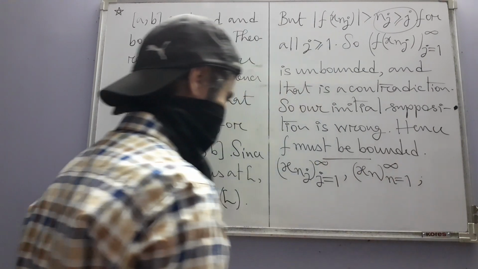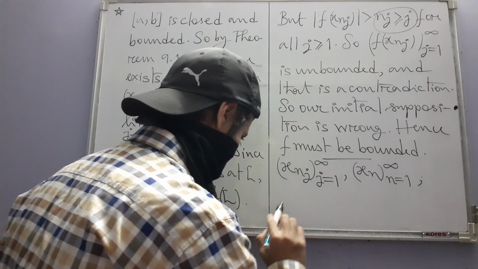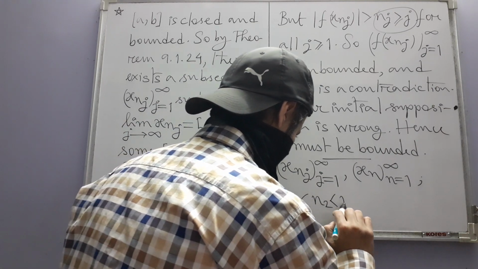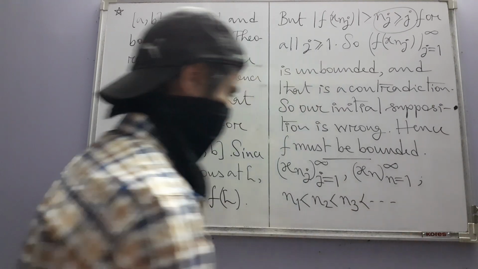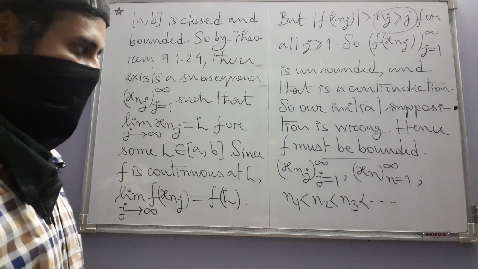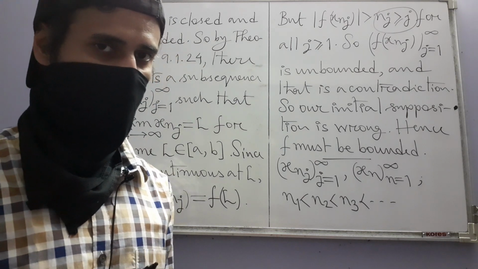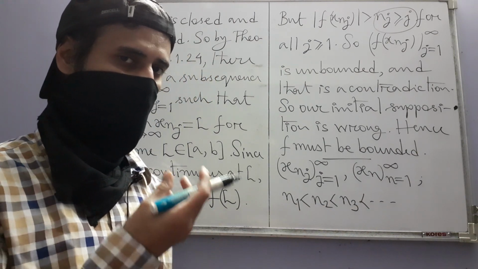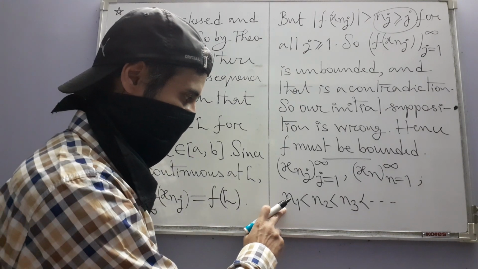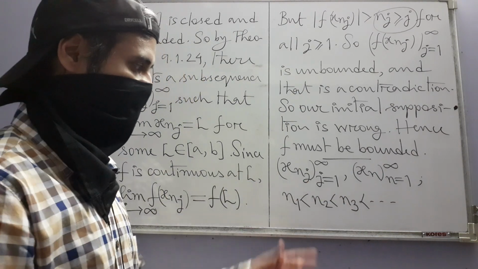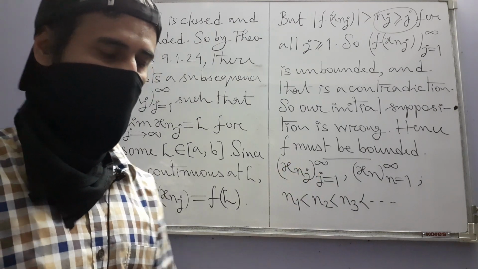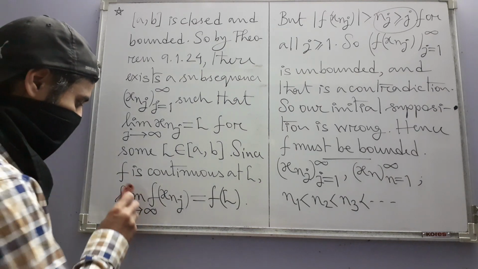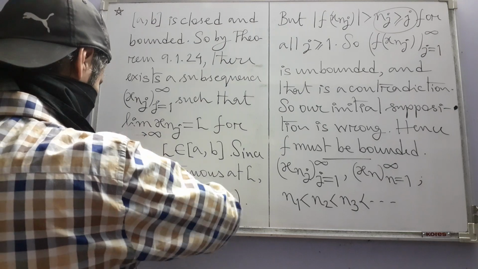So what we know is this: these indices form a strictly increasing sequence of positive integers. In fact, this comes from the definition of a subsequence itself. If you are doubtful about why this is true, you go back to the definition of a subsequence of a sequence. There itself you will see that this is the condition for this to become a subsequence. So now we are going to prove that thing by induction.